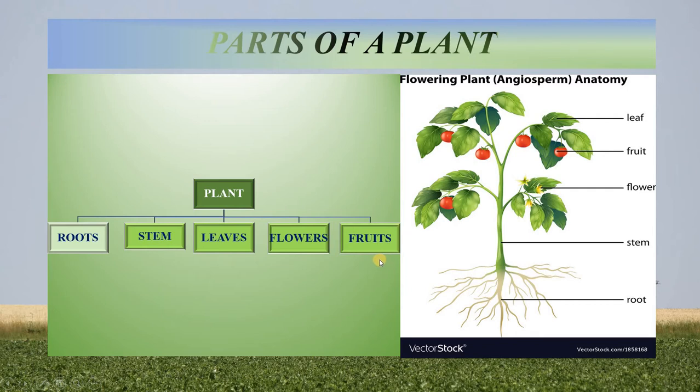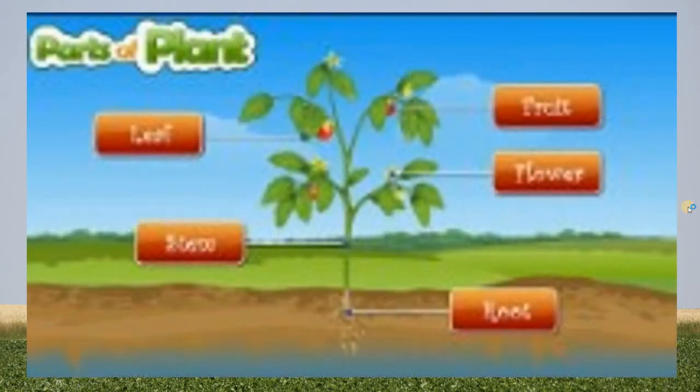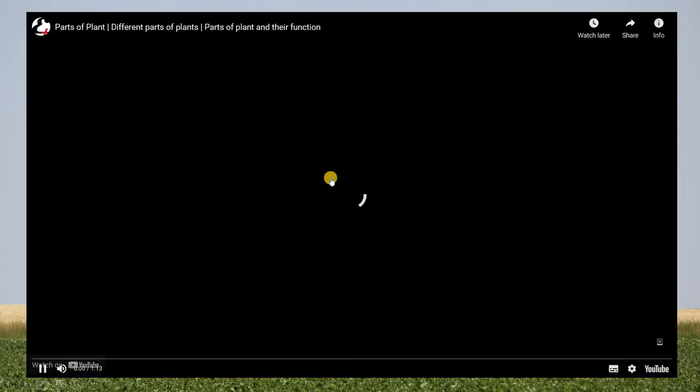So today we will be learning about roots and stem. What is root? What are the functions of a root? What are the types of root? And then we will be learning about stem. But before that, all of you please watch this video and enjoy.